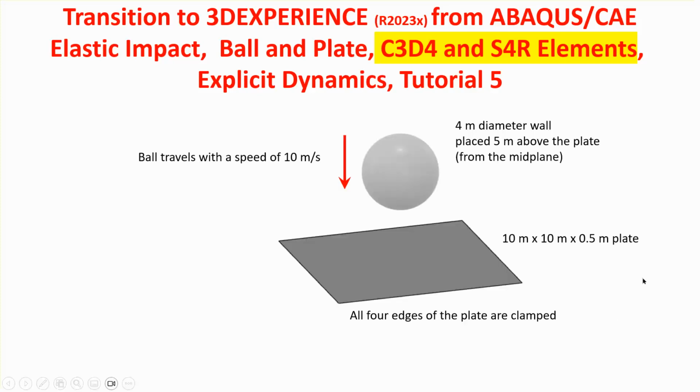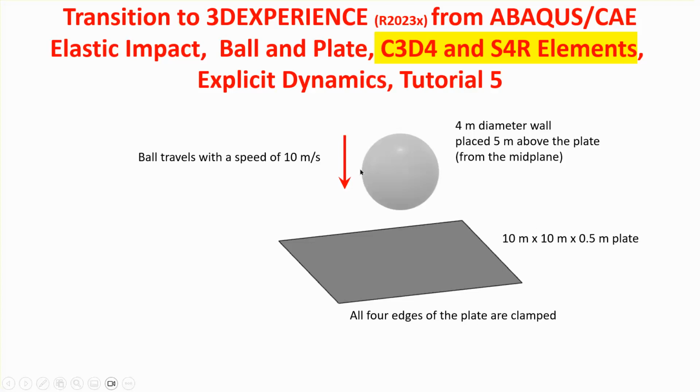So here's the situation: we have a ball made out of steel, moving with a velocity of 10 meters per second, and it impacts a plate with these dimensions, 10 meter by 10 meter and half a meter thick, where the four edges are clamped, actually four side faces that are clamped. Now, the plate is assumed to be elastic, perfectly plastic, and the ball is assumed to be elastic, all of them made out of steel.